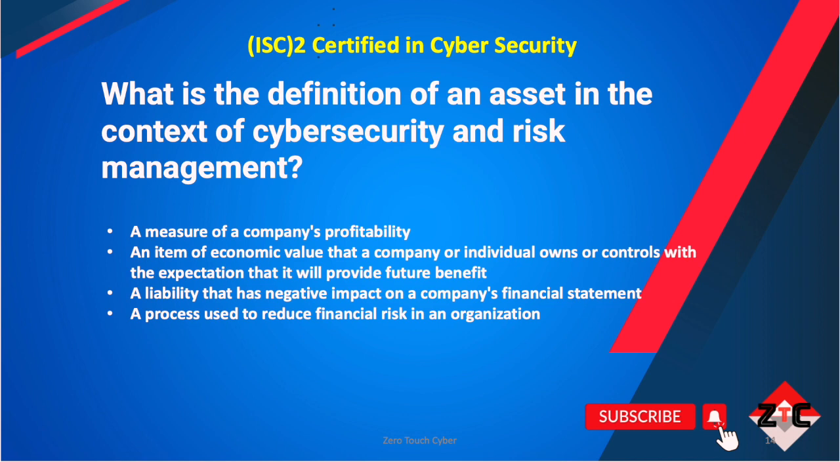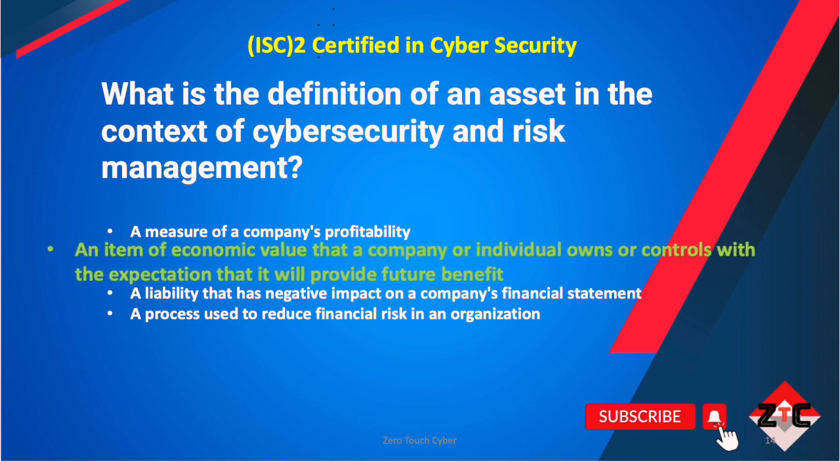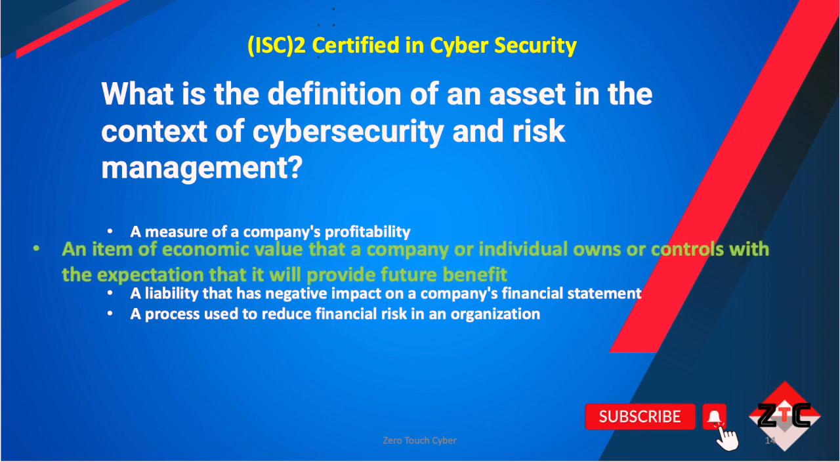An asset is an item of economic value that a company or individual owns or controls with the expectation that it will provide future benefit, for example, a financial gain or increased efficiency. So the correct option here is the second option, an item of economic value that a company or individual owns or controls with the expectation that it will provide future benefit.